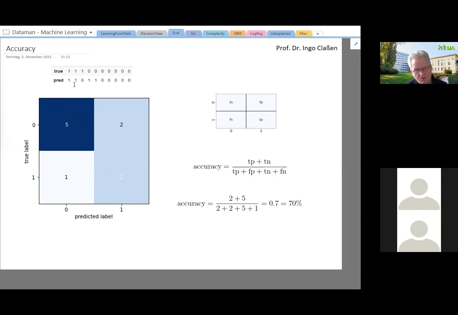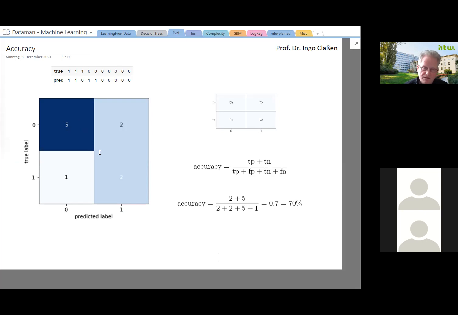And we have taken the overall, all of them. If we look at it, we have 10 examples, and 7 of them are okay. We got an accuracy of 70%. So that's quite simple. It's a fraction of correct predictions among all predictions, but now paraphrased by means of a confusion matrix.